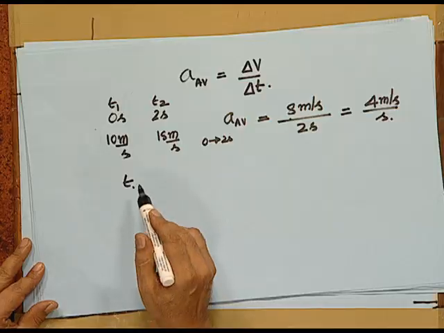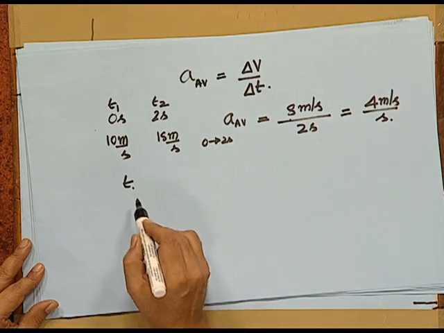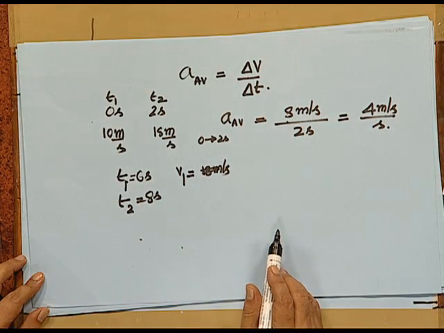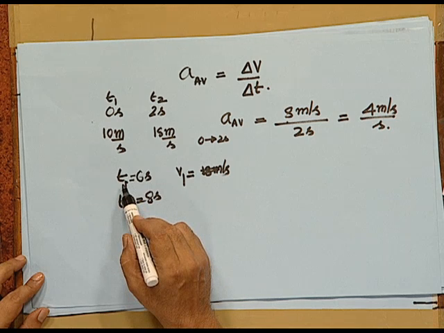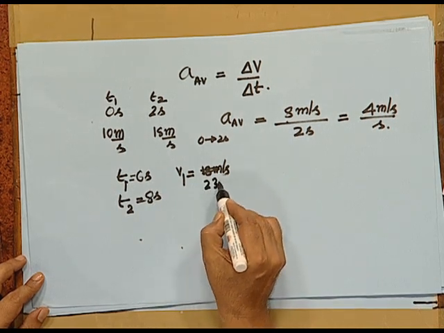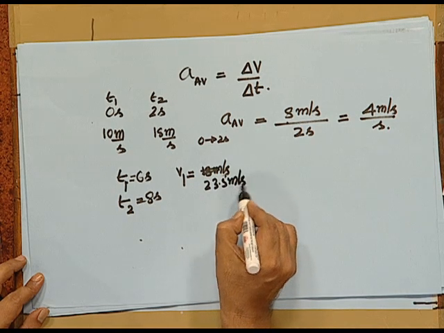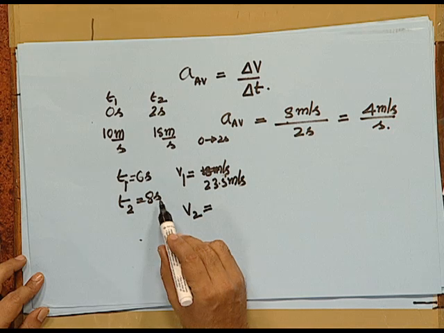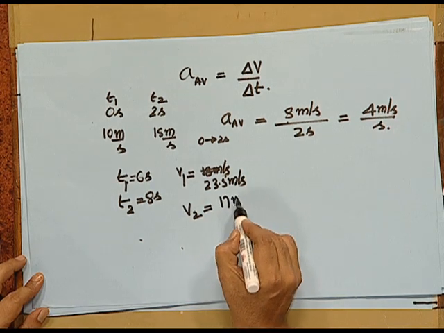Now the average acceleration in the time interval between t1 equal to 6 seconds and t2 equal to 8 seconds. At t1 equal to 6 seconds, the velocity is 23.5 meters per second and the velocity at time t2 corresponding to 8 seconds is 17 meters per second.